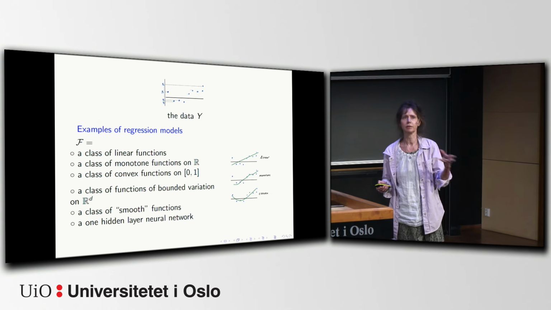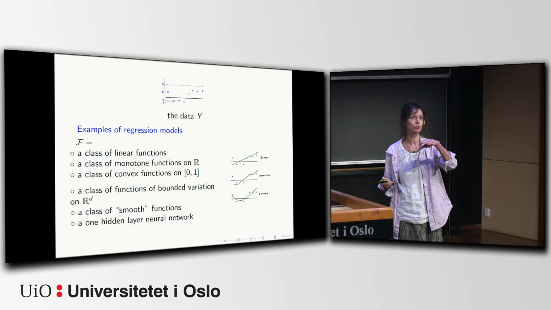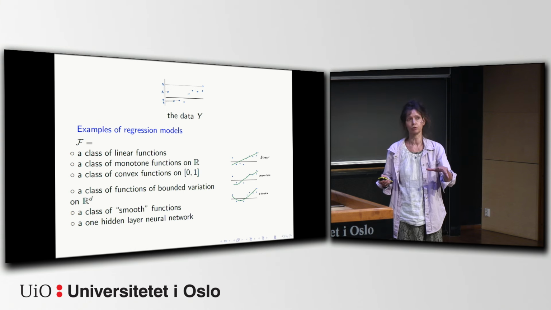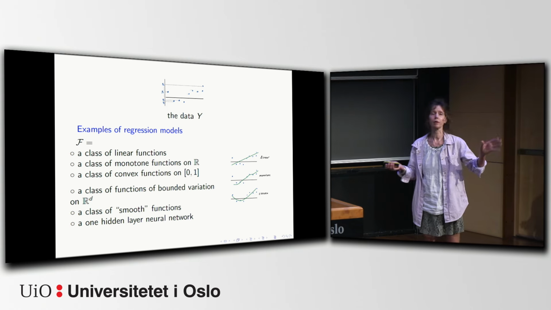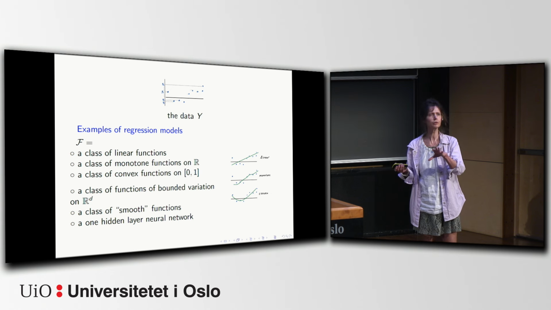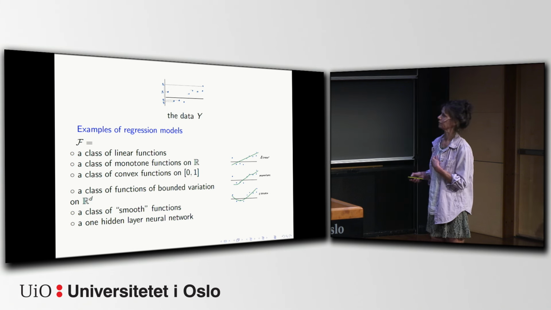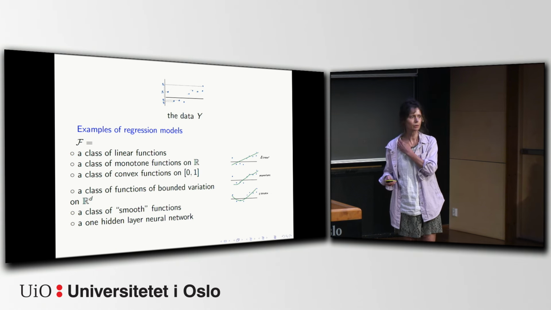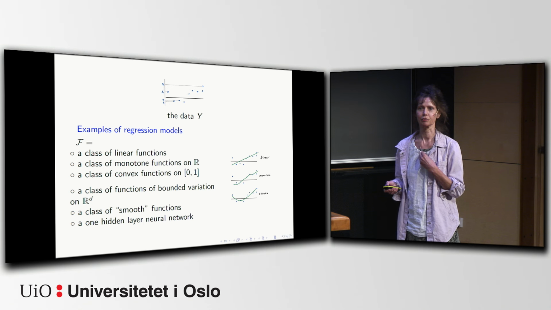I'm not going to explain in too much detail, but you can have functions in higher dimensional spaces, and then assume bounded variation in higher dimensions, which is sometimes useful for image analysis, or some smoothness, or maybe other shape restrictions. Smoothness is typically that you assume that the function is a certain number of times differentiable. And if you want to be fancy, you mention neural networks. It could also be a one hidden layer neural network. Whatever you are thinking would be a good model for your regression function.